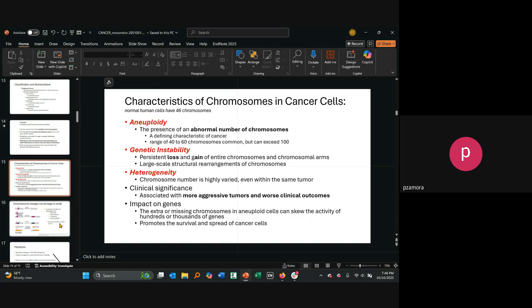So if you have extra or missing chromosomes, this can skew the activity of potentially hundreds or even thousands of different genes in a genome. So you can take the metabolism of a normal cell and make it even wackier by changing the chromosome number and thereby affecting the gene number. And from a tumor's perspective, this promotes survival and spread of the cancer cells.